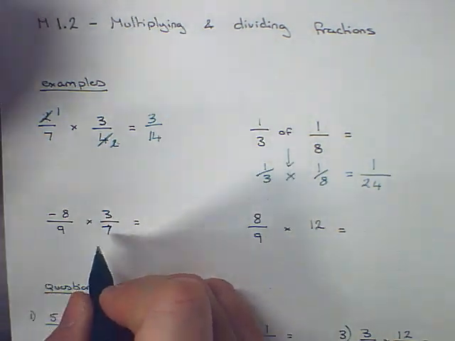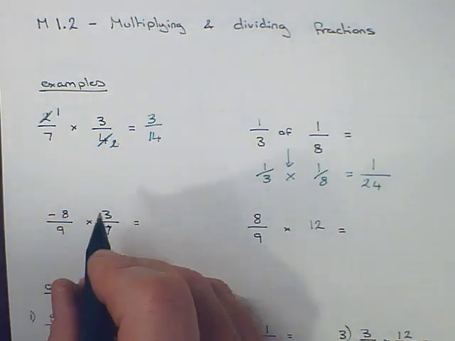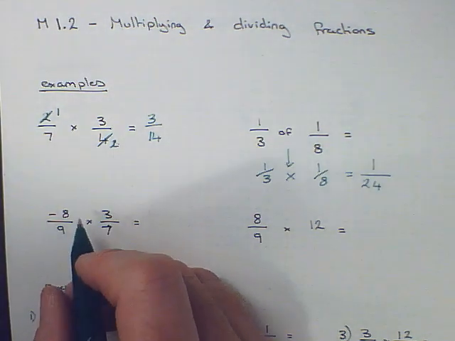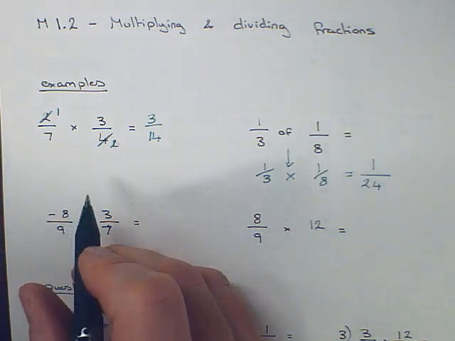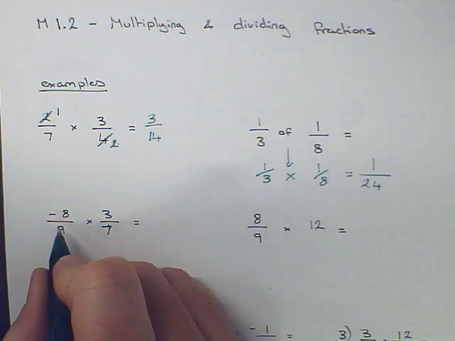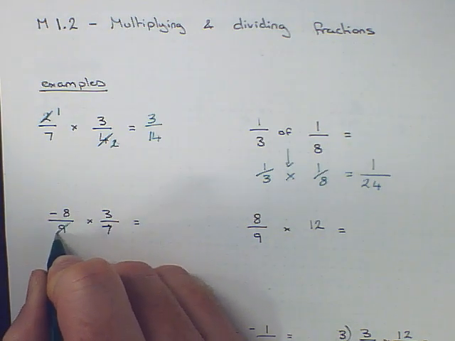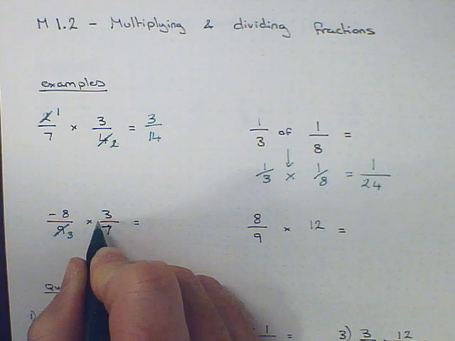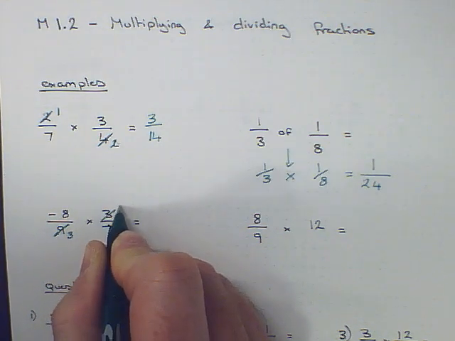Our third example shows us with some negatives. First thing I'm going to do is look to simplify if I can. I might just ignore the negative for now though. So 8/9, no. 3/7, no. Look across, 3 and 9, yes, they're both in the 3 times table. So 9 divided by 3 is 3. 3 divided by 3 is 1.